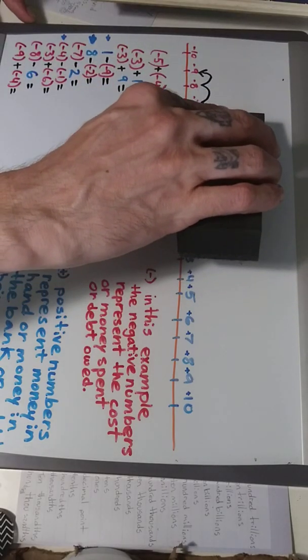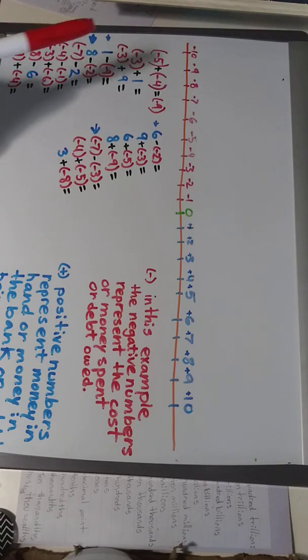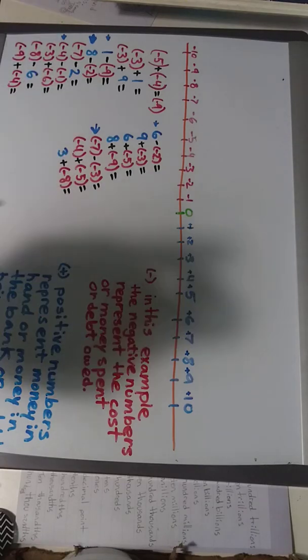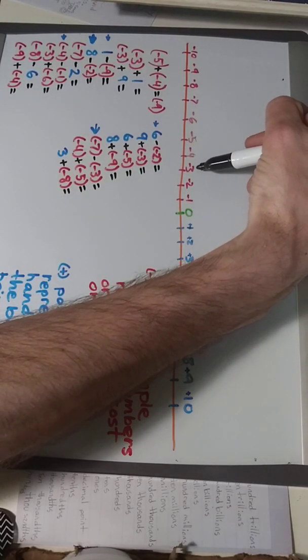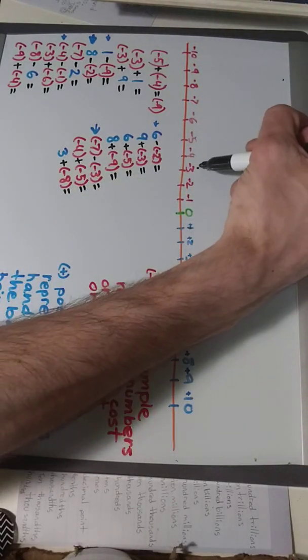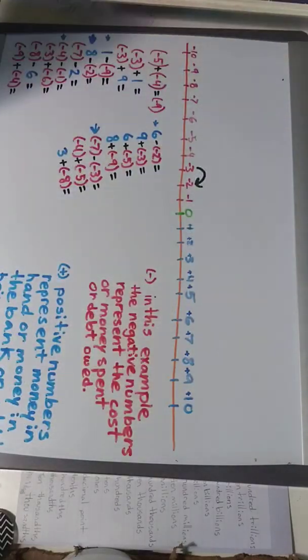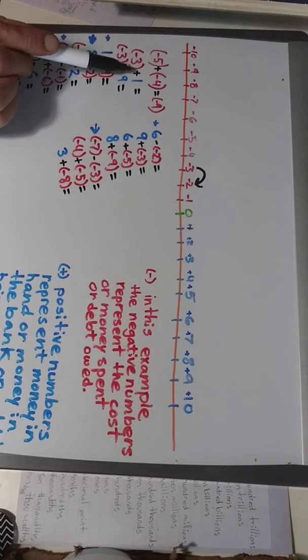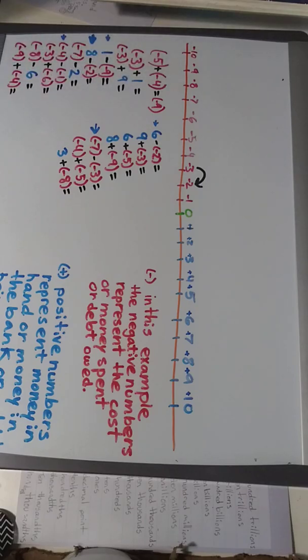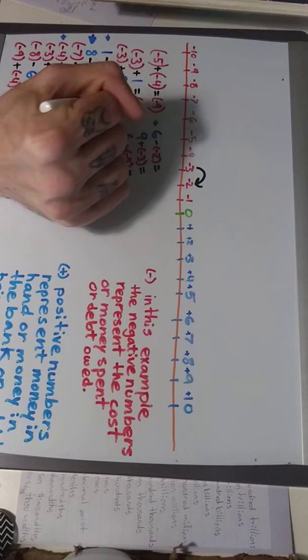And then the next example we have is negative 3 plus 1. So we're at negative 3 because someone owes us a debt of negative 3. And then someone pays us 1 unit. So we'll go from negative 3 to negative 2. Negative 3 plus 1 equals negative 2.